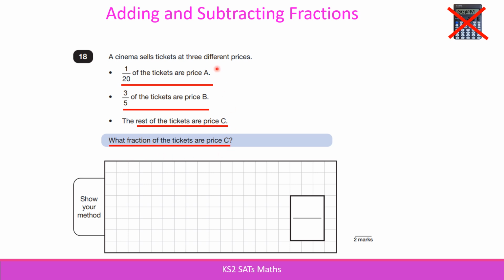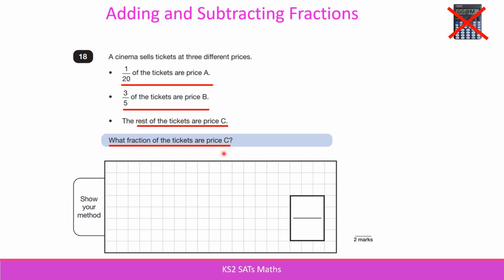Now don't let the A's, B's and C's put you off. Basically you've got three different types of tickets. So you could have the tickets near the front, the tickets in the middle and the tickets at the back are three different prices. And 1/20th of them are the first price, the ones at the front. The 3/5 are the seats that are in the middle, and then the ones at the back are the rest. And you've got to work out what fraction are the rest, so the people like sitting at the back of the show.